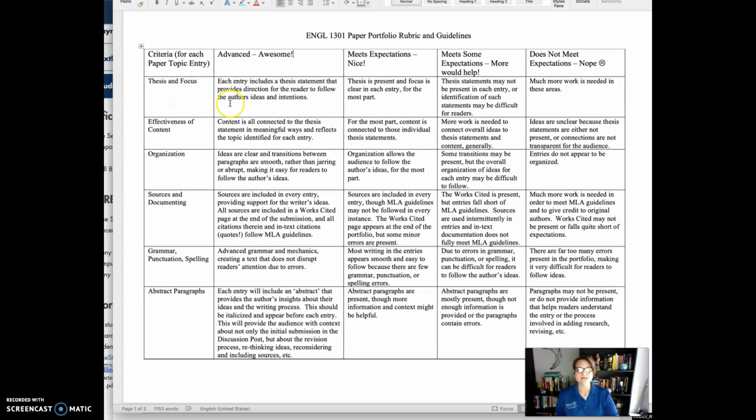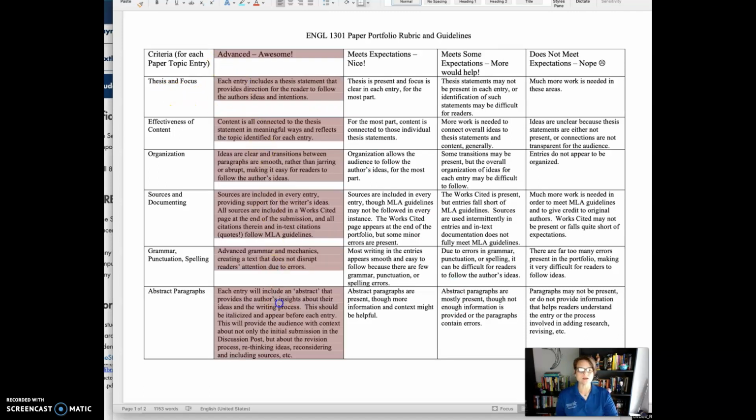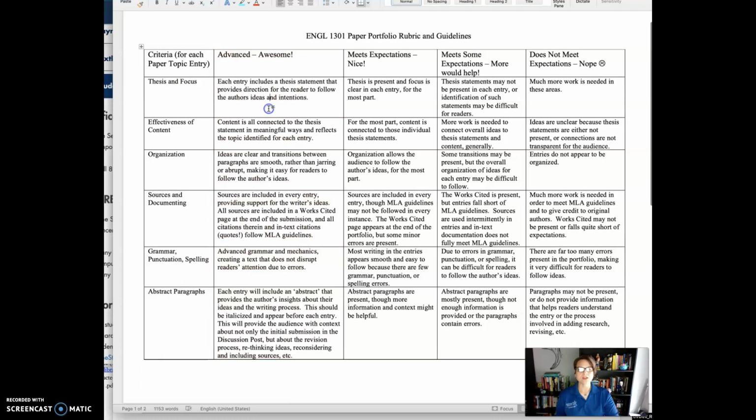So we have thesis and focus, and if we're sticking to the advanced column, each entry that you choose is going to include some sort of thesis statement. And we'll talk more about thesis statements as we work through this summer session. But you're giving us a direction for that particular entry in that post. And your readers, your audience, right, can get a sense of that. So I always talk about thesis statements in terms of, if somebody walked up to you off the street and asked you, hey, what's this discussion post about? That thesis statement really sums everything up.